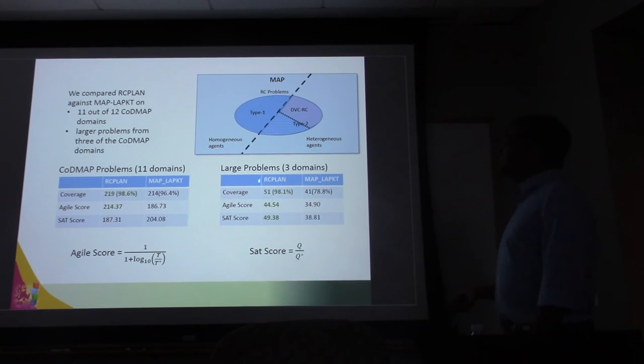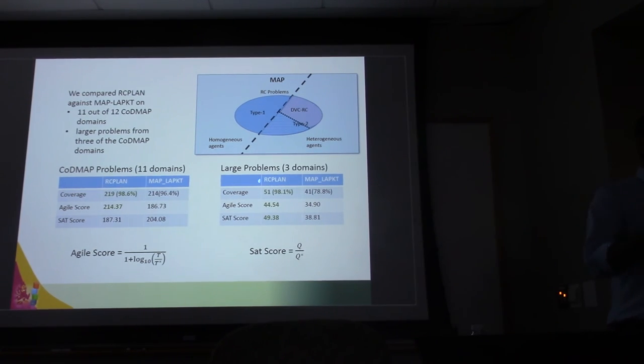So what it means is that most of the time, when people were designing the benchmark, they didn't really care about whether these problems actually required multiple agents or not, which we feel is something that needs to be fixed. We also compared our planner against an existing centralized planner called MapLabKT, which did very well in this competition. And we found that our scheme actually did better in terms of time for their set of problems.